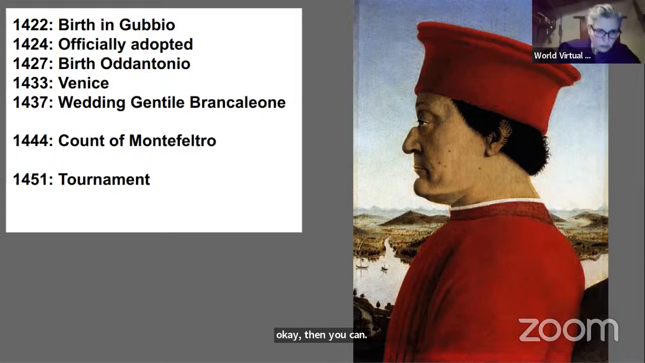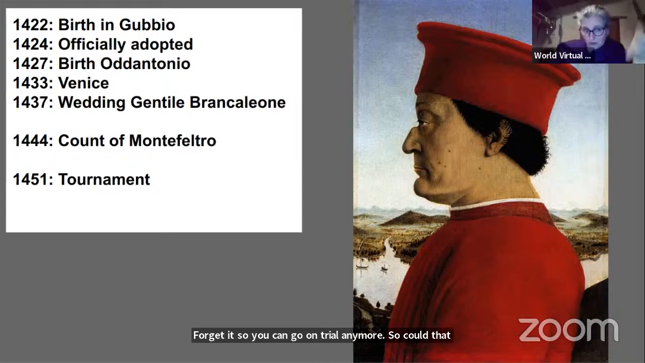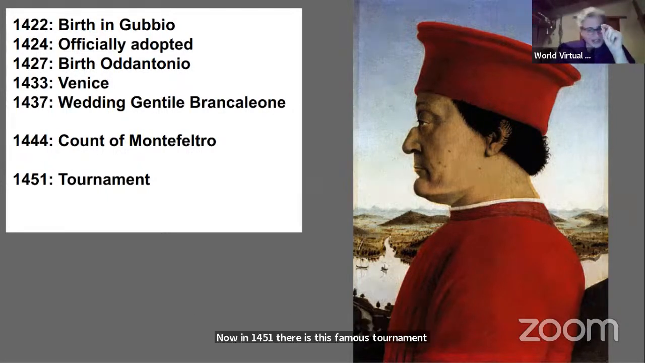So you can't go on trial anymore. Could that be why the Pope was forced to wait exactly 30 years before he could nominate him a duke? We don't know. Now, in 1451, there is this famous tournament where he loses one eye and gets this cut in the nose.